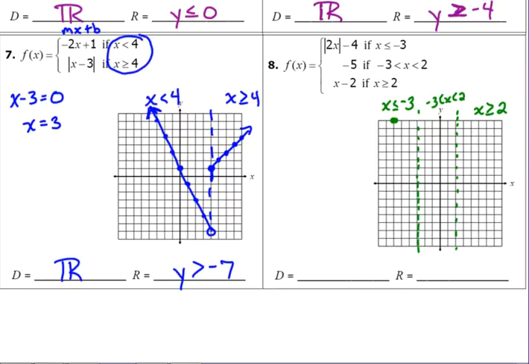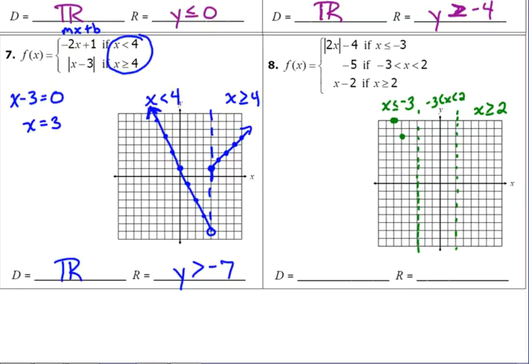Okay, let's plug in negative 5. 2 times negative 5 is negative 10. Absolute value of negative 10 is positive 10. 10 minus 4, 6. So negative 5, 6. I could get these from a table, okay? I can get these from the table in the calculator. I'm just showing you how to just use what's in front of you.